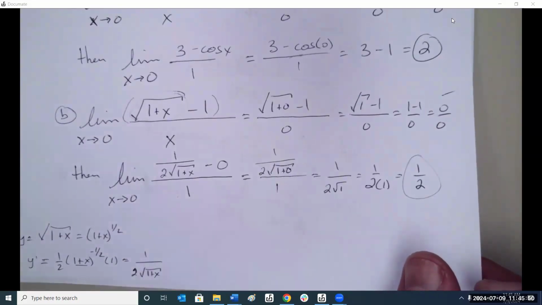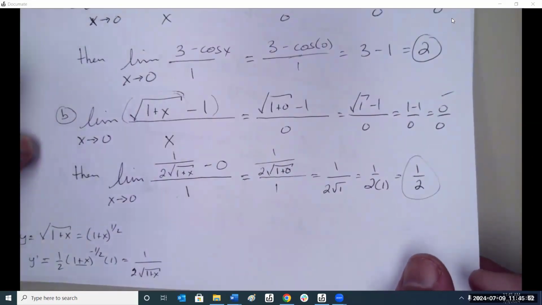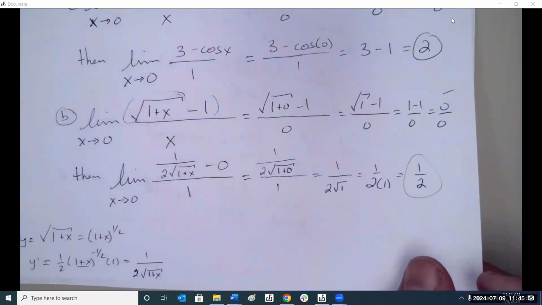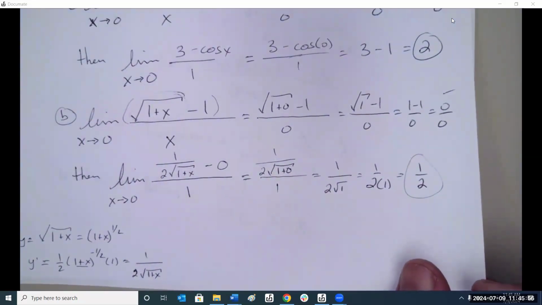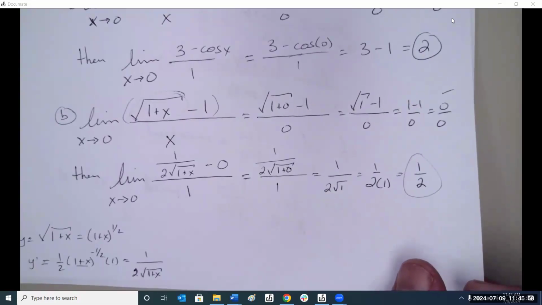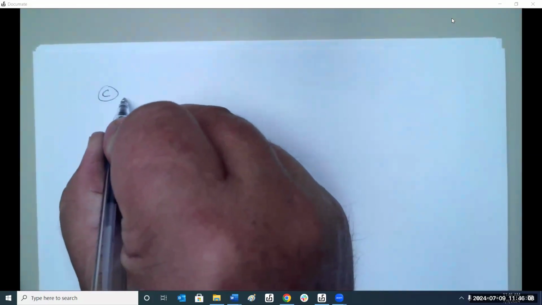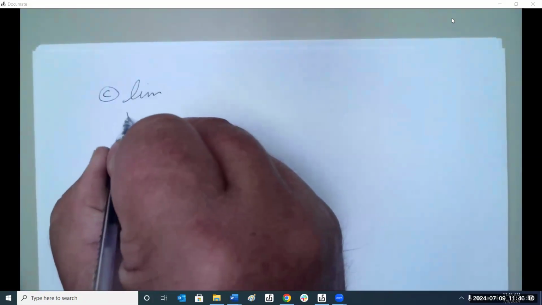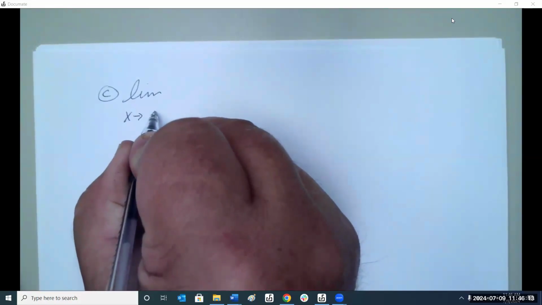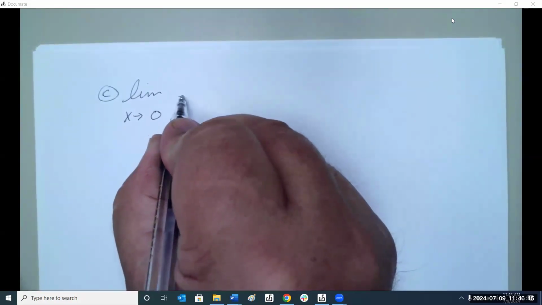So think about it. Look back in your chapter 2 notes, find these same examples and see how long it took us to solve it. How many steps? Because we have to find the conjugate, multiply top and bottom, and go from there. And C, the limit as x approaches 0.